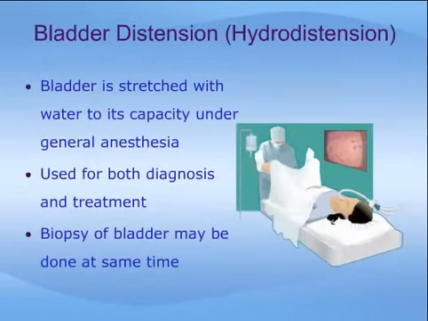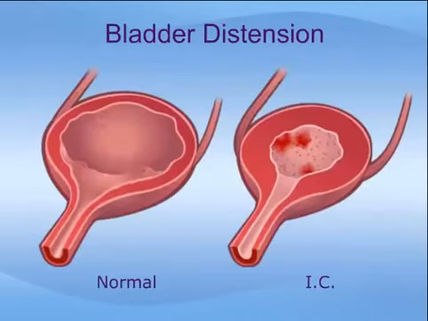Bladder distension, or hydrodistension, is used for both diagnosis and treatment of IC by some doctors. This procedure is performed under general anesthetic. In other words, the patient is asleep. The lining of the bladder is stretched, or distended, with sterile water at certain pressure until its capacity is reached. The bladder is then re-inspected. If the bladder capacity is less than normal, for example, only a cup or so, and small areas of bleeding are seen, that is felt to be diagnostic of IC.